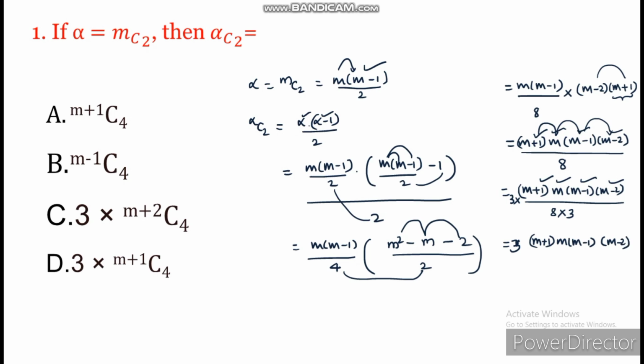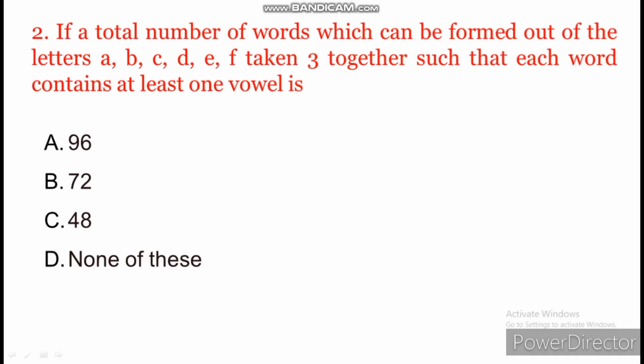What is 8 threes? 24. This 24 is nothing but 4 factorial. So this 3 stays as it is, and this whole thing we can write as M plus 1 C4. It means starting with M plus 1, take 4 numbers and divide by 4 factorial. That's M plus 1 C4. So what's the option then? 3 into M plus 1 C4. So which option? Option D, 3 into M plus 1 C4. Now let's look into the second question.